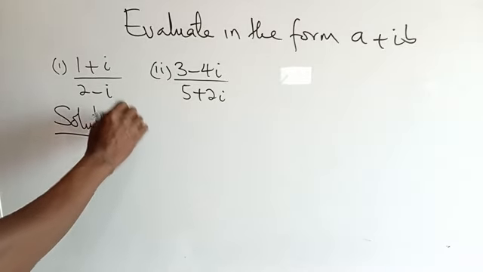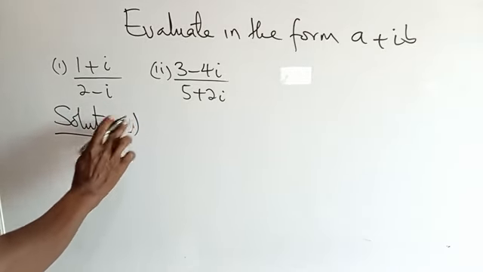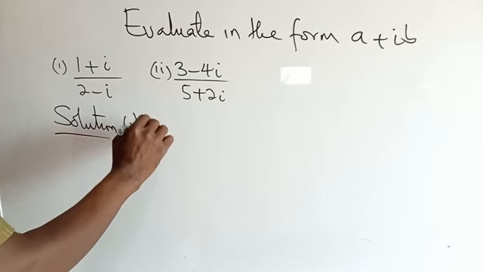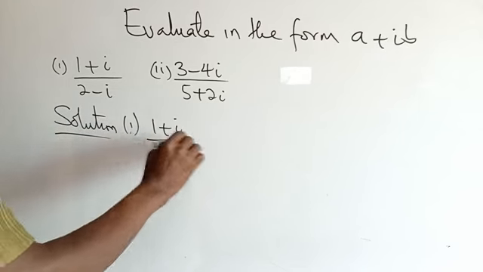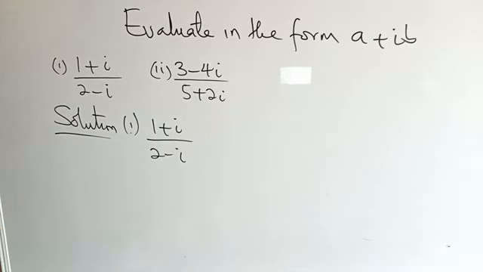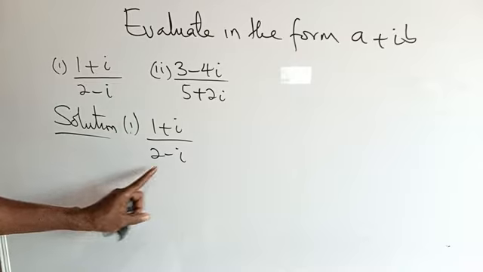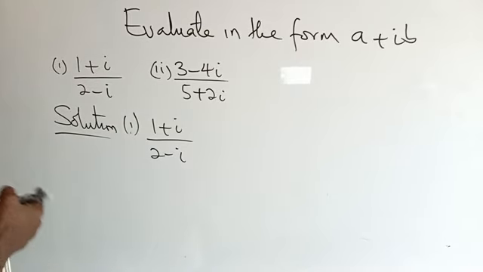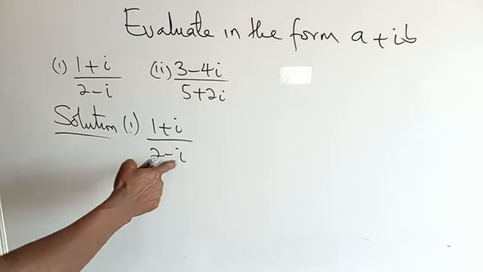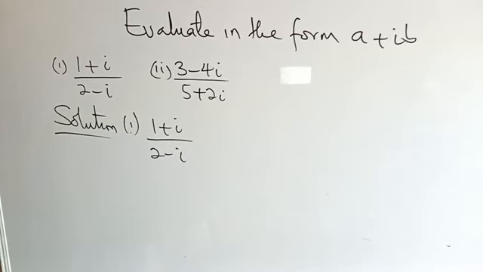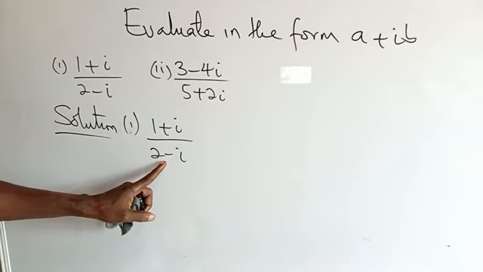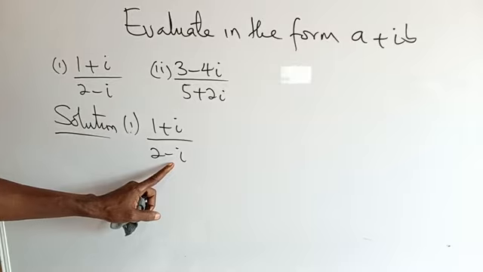Now for the first one, we have 1 plus i all over 2 minus i. So what we need to do here is to rationalize the denominator by its conjugate. Okay? Now, what do we mean by the conjugate? The conjugate of the denominator. The conjugate of 2 minus i is 2 plus i. The conjugate simply means you change the sign of the value of the denominator. You change the sign from minus to plus.